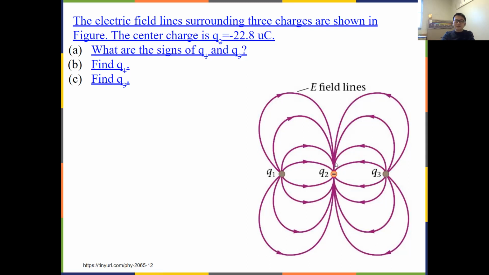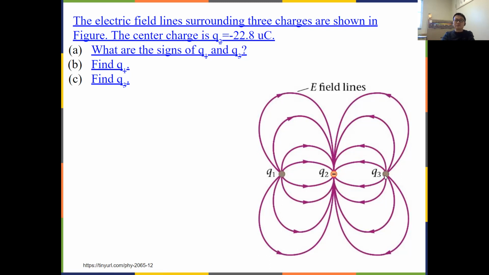And then counting how many lines surround Q2. If you count them all, 8 on one side, 8 on the other side, so 16 lines. So that means the field is stronger surrounding Q2 than Q1. Q1 has 8 lines, which is half of 16, so it will be half of Q2, but positive. So that means it's 22.8 divided by 2 microcoulombs, so 11.4 microcoulombs on Q1.